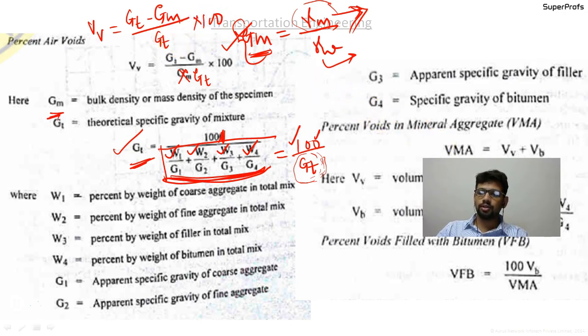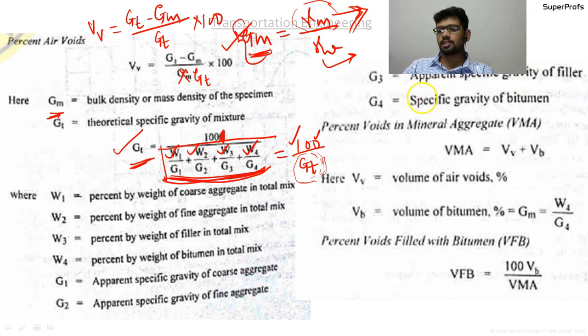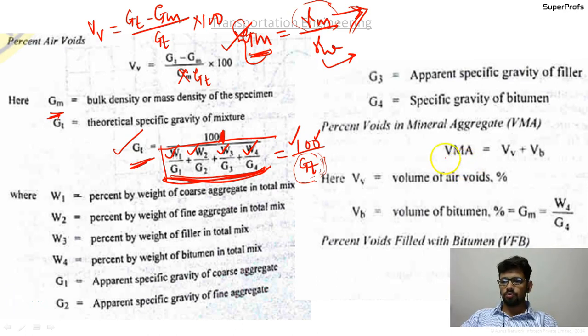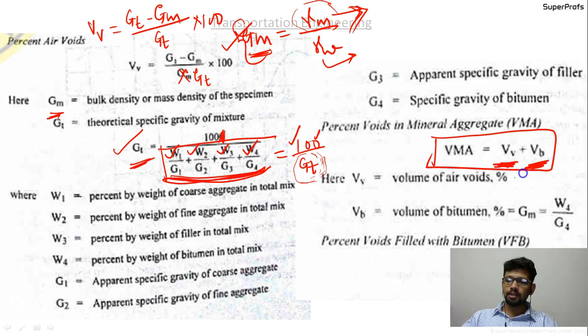Okay. So the next thing that we need to calculate now is the percentage of voids in mineral aggregates. VMA is given by this formula. VMA, percentage voids in mineral aggregates, is equal to V suffix V, that is the volume of air voids in percentages, plus capital V suffix B, the percentage volume of bitumen.